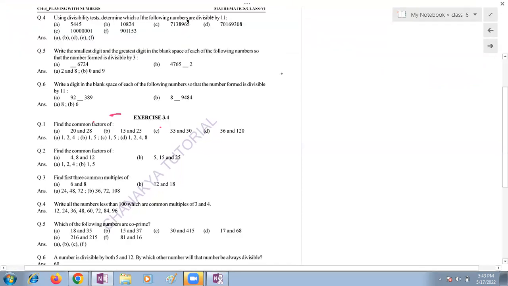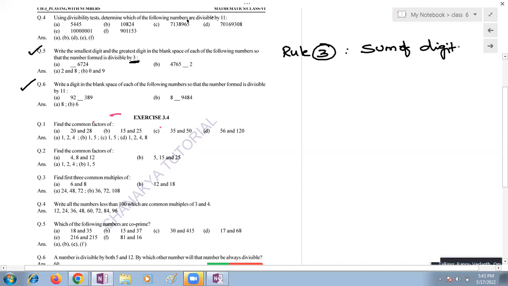Shall we start with question number 5 and 6? They are very important, children. These are questions that happen in examinations, competitive examinations too. Write the smallest digit and the greatest digit in the blank space of each of the following numbers so that the number formed is divisible by 3. So what is the rule of 3? When we add up the digits of a number, the sum should be a multiple of 3.